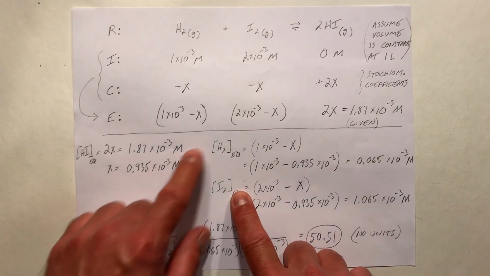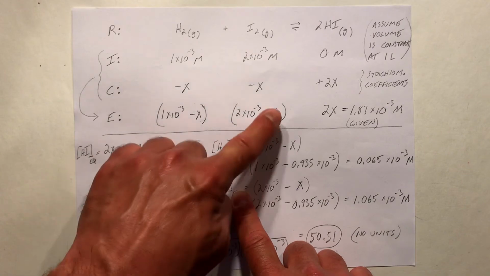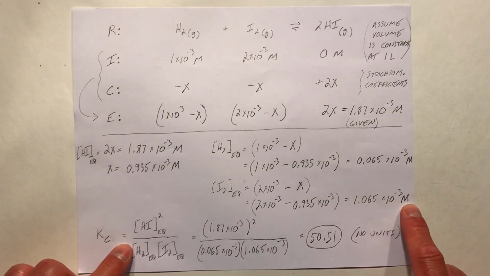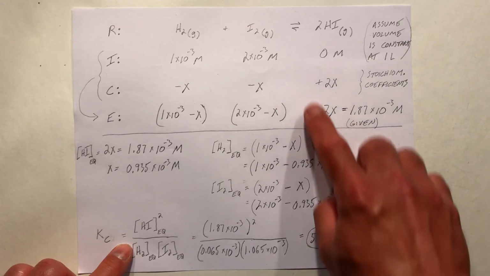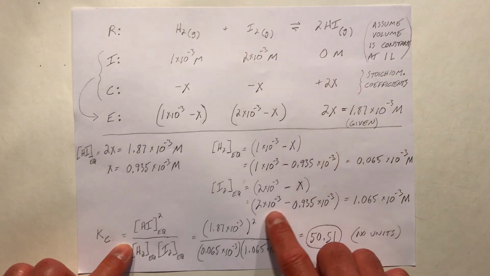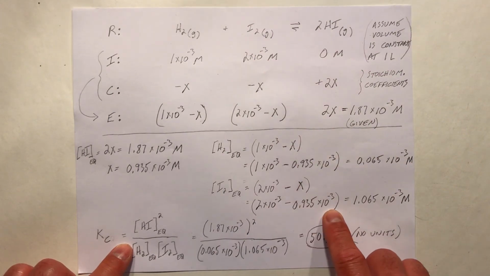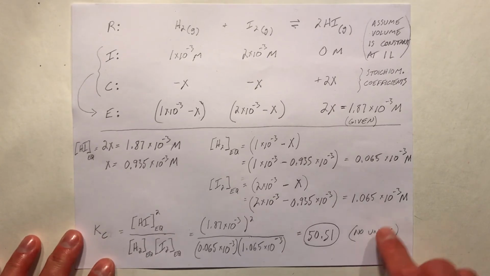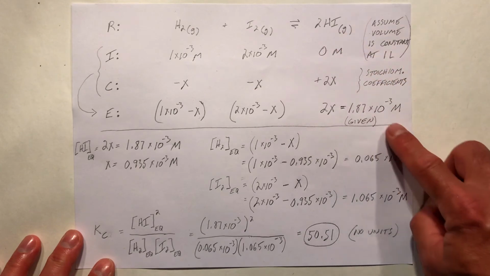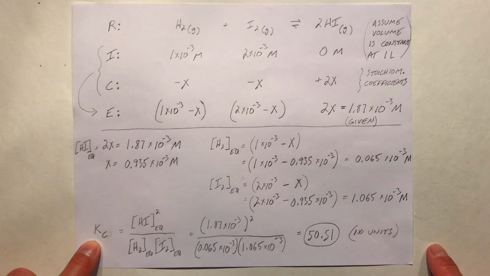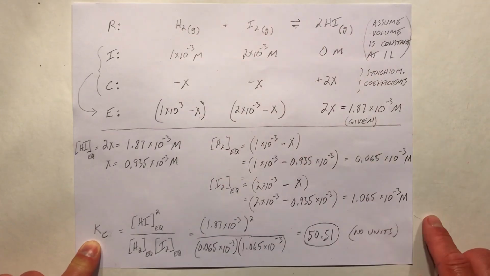We do the same thing for I2. Plug in the value for X, and we get 1.065 times 10 to the negative third molarity. Remember, this is 2 times 10 to the negative third minus X. So 2 times 10 to the negative third minus 0.935 times 10 to the negative third. Now the equilibrium concentration of HI is 1.87 times 10 to the negative third. So we can plug in the Kc value based on the balanced equation.